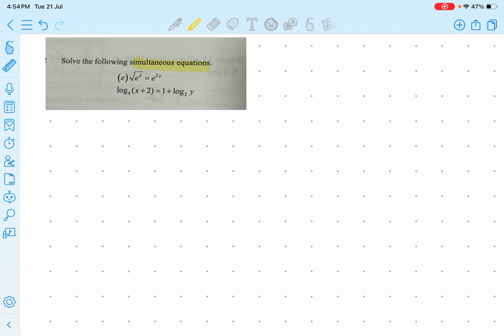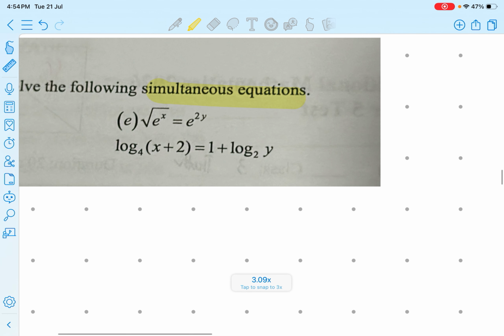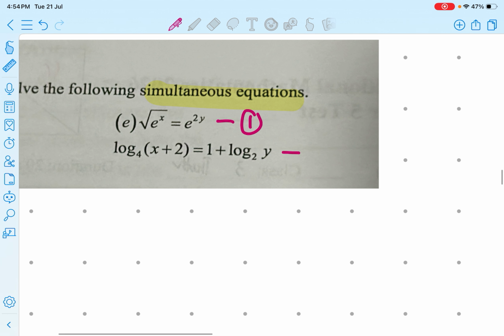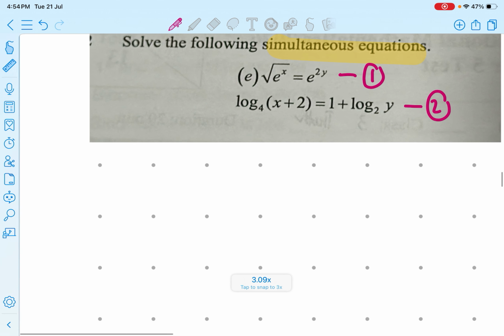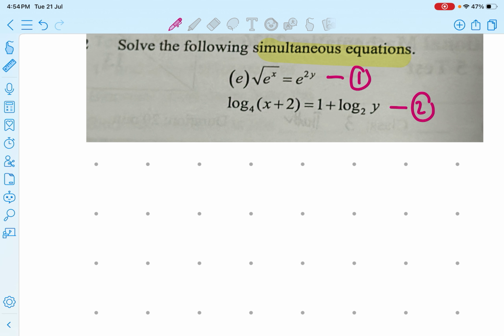So from here, we see the two equations. Whenever we see two equations, we label them. This is equation 1, this is equation 2. Labeling your equations is important. So we're going to simplify equation 1 first.